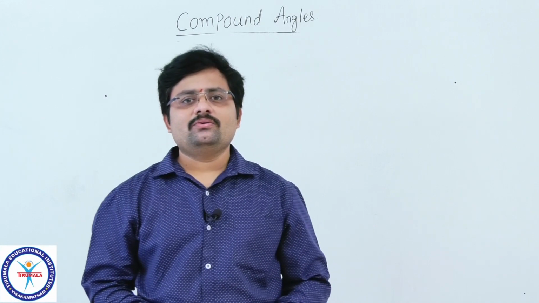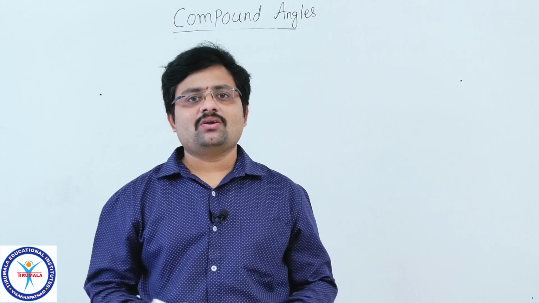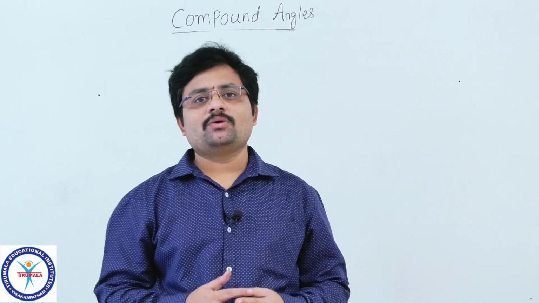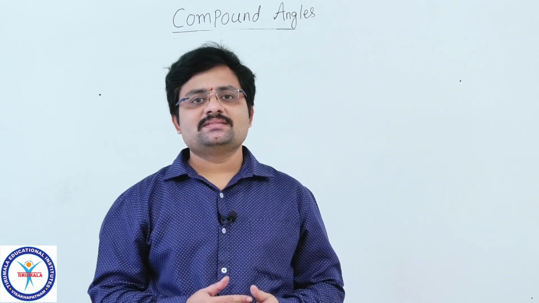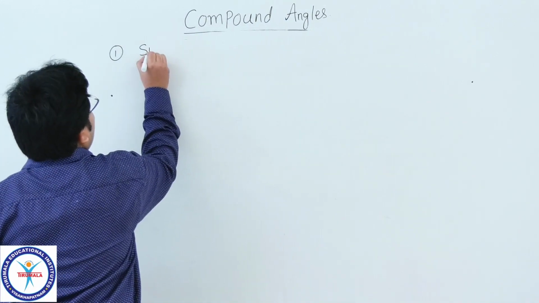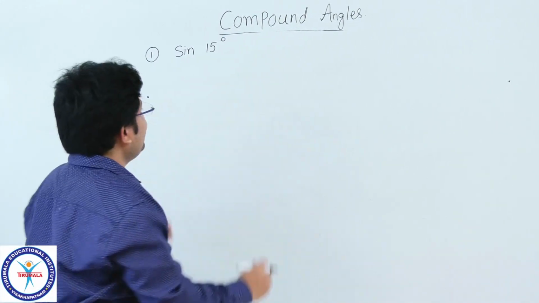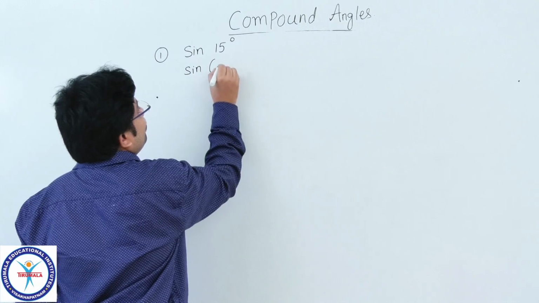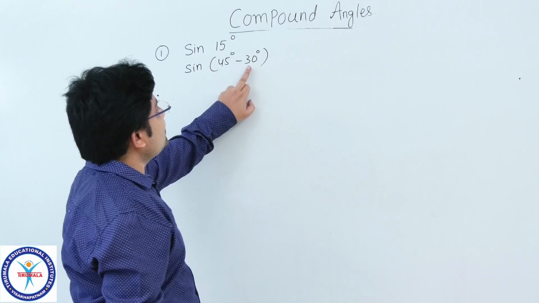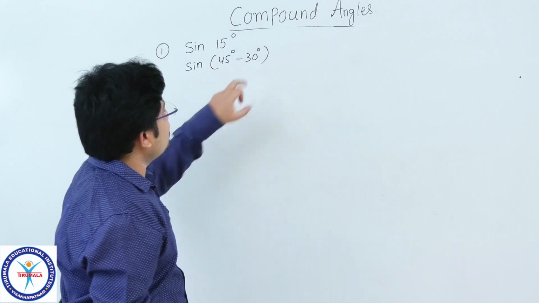Now we are going to find out the trigonometric values at 15 degrees and 75 degrees. That means they are not standard angles. So now we will find the various trigonometric values at 15 degrees and 75 degrees. First, I want to find sin 15 degrees. Sin 15 degrees is sin of (45 degrees minus 30 degrees), because 45 minus 30 is again 15 degrees. Now it is in the form of sin(a-b).